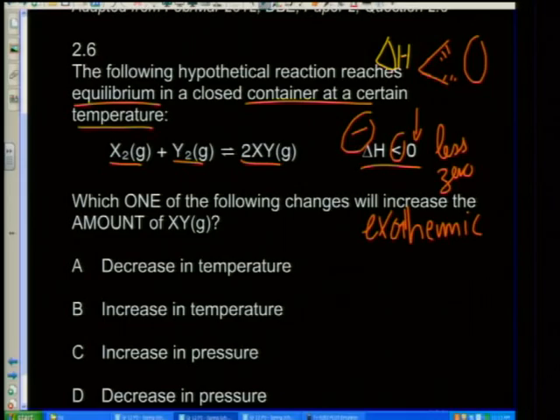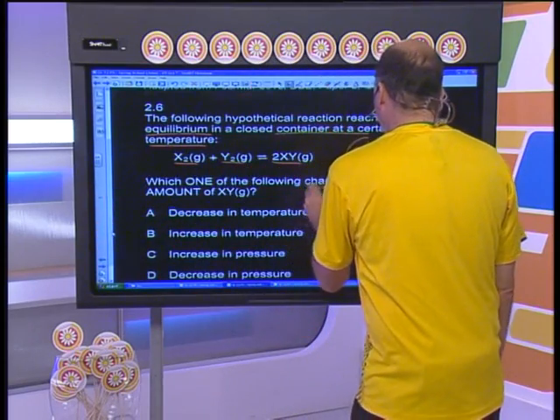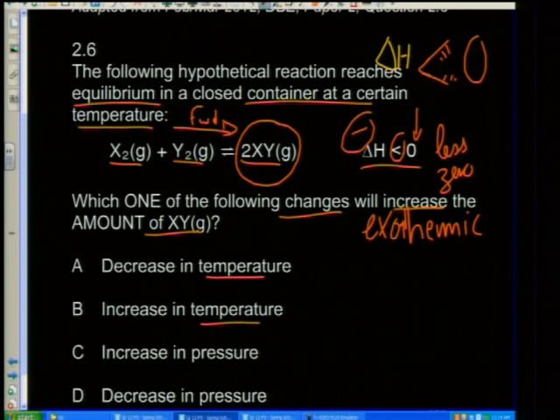Hope you can see all those links. It's really important that you tie that together. Delta H less than 0, exothermic. We've got that. Now, we're going to apply it. Which one of the following changes will increase the amount of XY? We recognize it's in equilibrium, and we want to favor the forward reaction. So we use Le Chatelier's principle to favor the forward reaction. They give us the options of increasing or decreasing temperature or increasing or decreasing pressure.